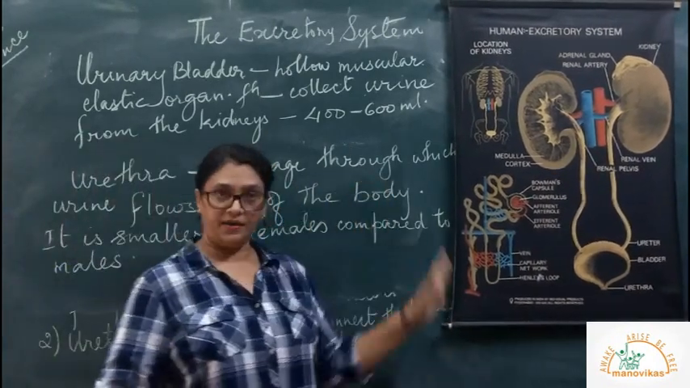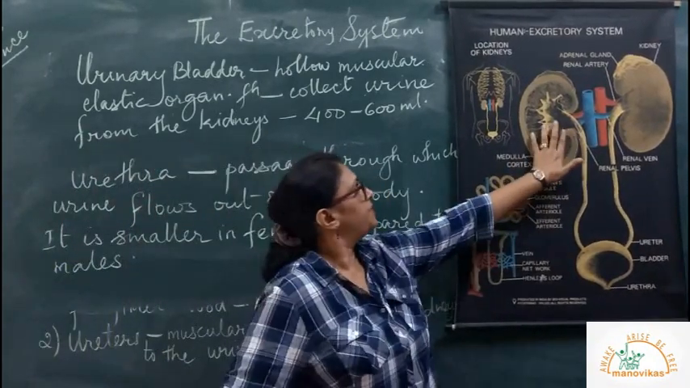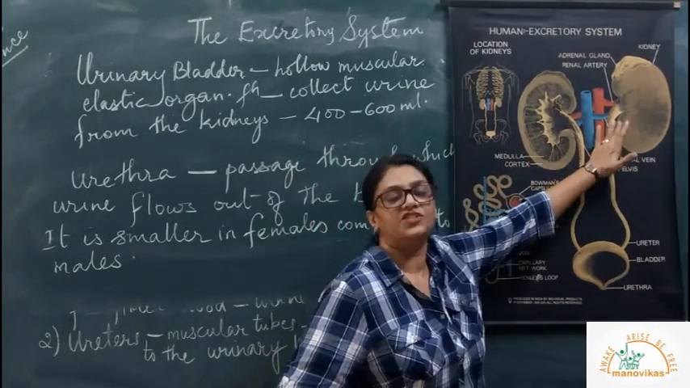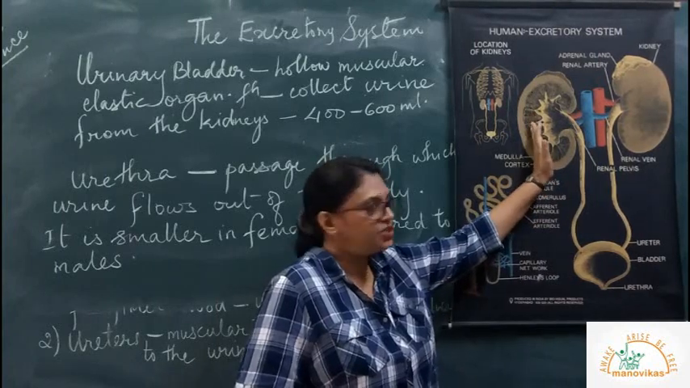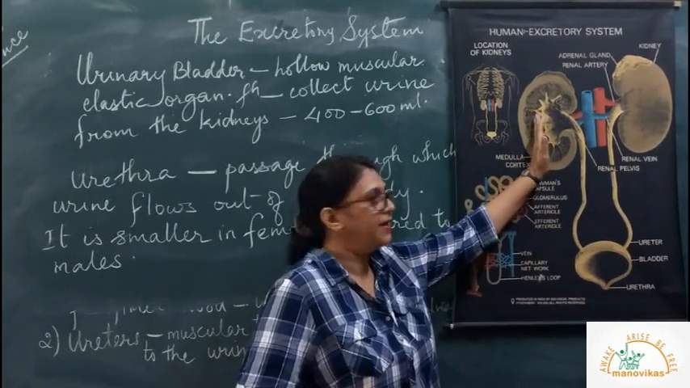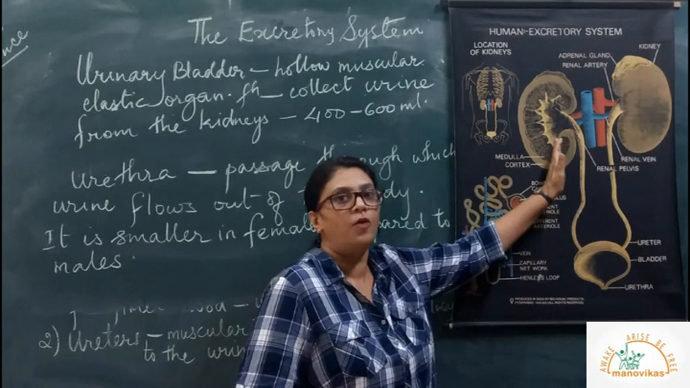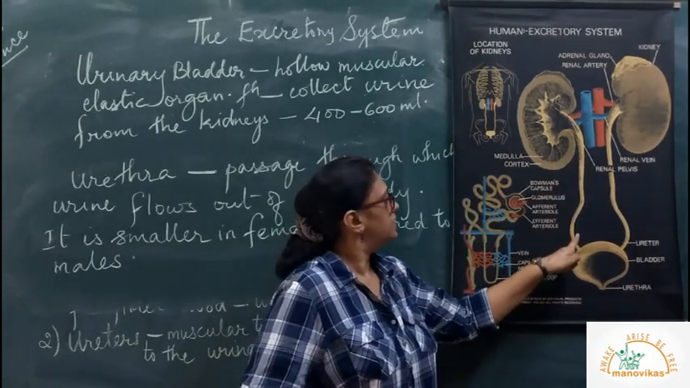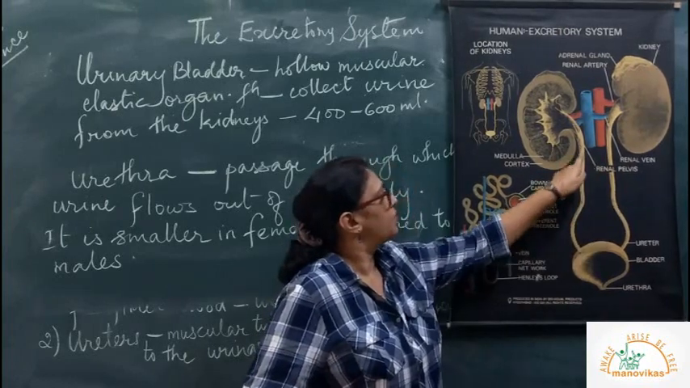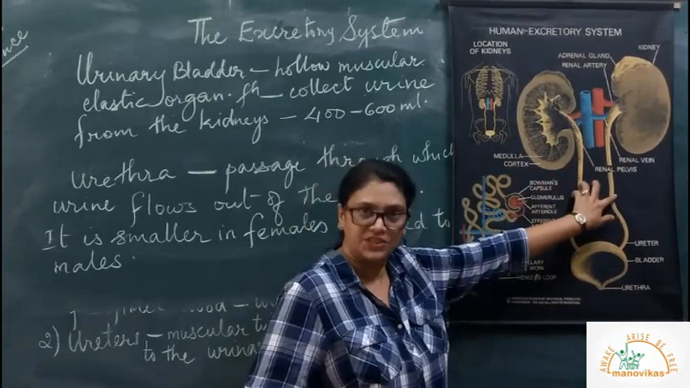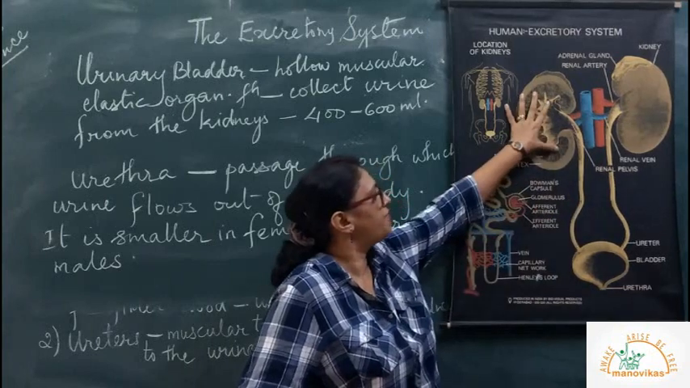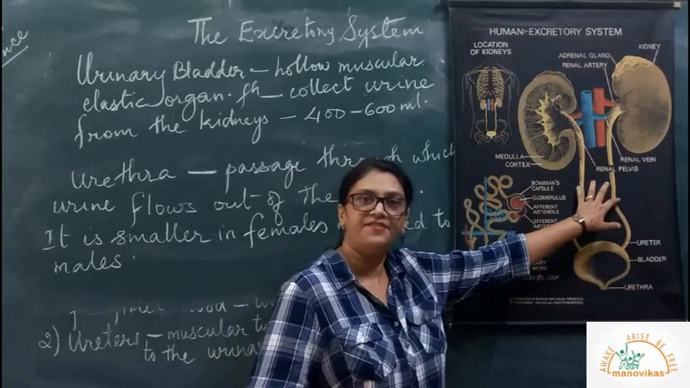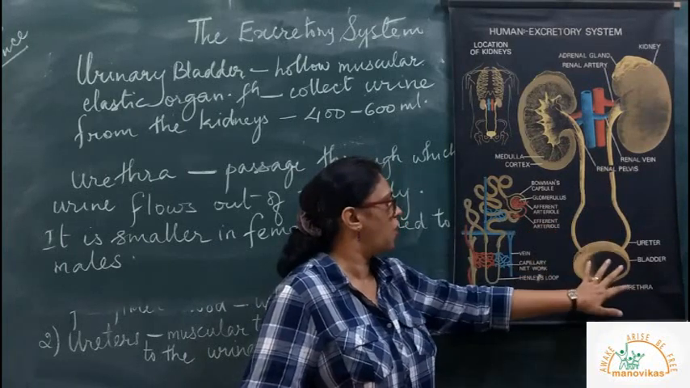Now, a recap once again. The urinary system consists of a pair of kidneys which are bean shaped. The function is to filter blood and pass the waste in the form of urine through the ureter. There are two ureters. These ureters are muscular tubes that carry urine from the kidneys to the bladder. They are 25 to 30 centimeters long.